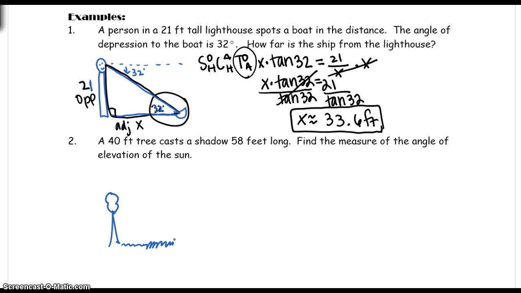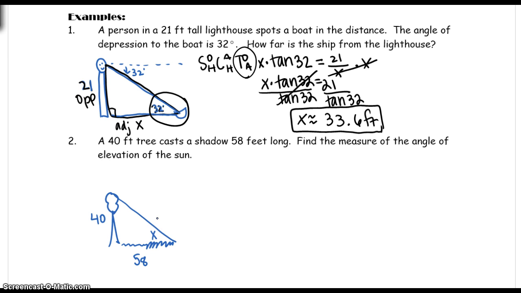It casts a shadow. Now this tree is 40 feet, and this shadow is 58. Find the measure of the angle of elevation of the sun. What's happening here is the sun is here, and it's causing the shadow to be created, right? The sun causes a shadow. So we're going to go like this, and it says find the measure of the angle of elevation. So that's out and up. So out and up would be right there.